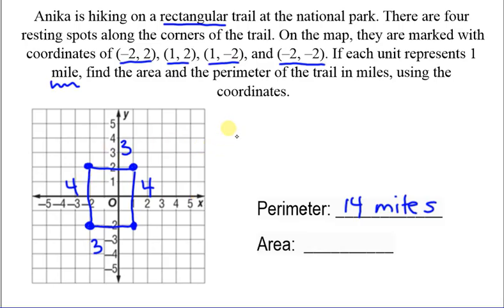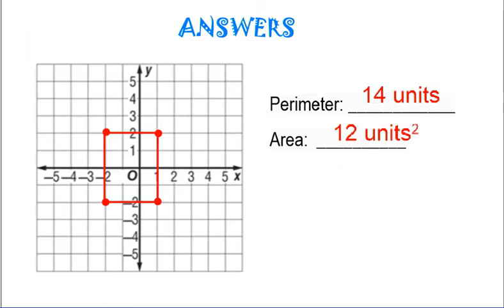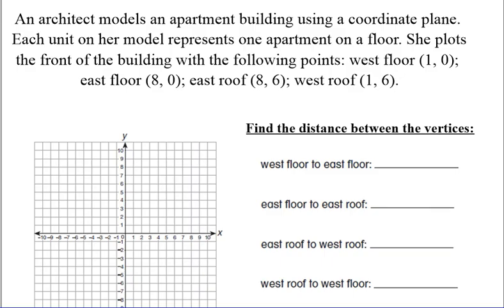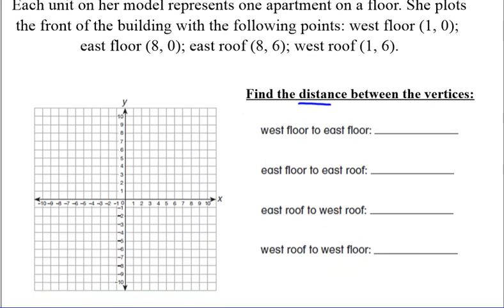And what's your area? Well, this is a rectangle, so area equals base times height. Area equals, your base is 3, and your height is 4. So area equals 12, so it's going to be 12 miles squared. Okay. All right. There's our answers. Okay, you try this one. This one's a little bit more complicated, but I bet you can do it. Remember, you're finding distance between the different points. So you go ahead and read, and I'll do it as well.